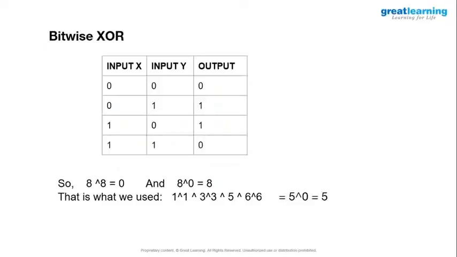If you can see, 1 is XORed with 1. What will be the result? 0. 3 will be XORed with 3. What will be the result? 0. 6 will be XORed with 6. What will be the output? 0. Then 0 will be XORed with 5. What will we get? We will get 5.